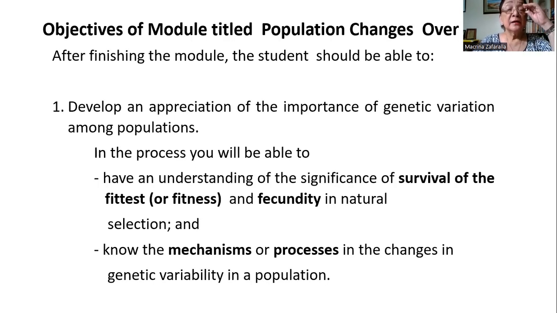Now, let's go to the objectives of this module, which is entitled Population Changes Over Time. After finishing the module, the student should be able to, number one, develop an appreciation of the importance of genetic variation among populations. In the process, you will be able to have an understanding of the significance of survival of the fittest or fitness and fecundity in natural selection, and know the mechanisms or processes in the changes in genetic variability in a population.